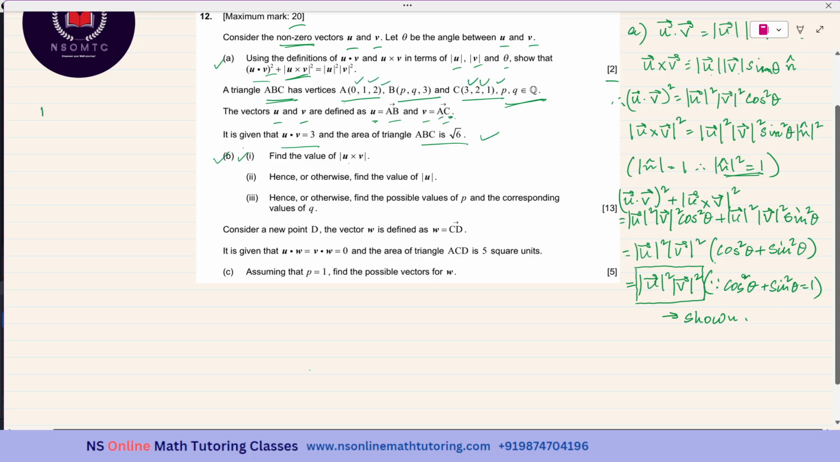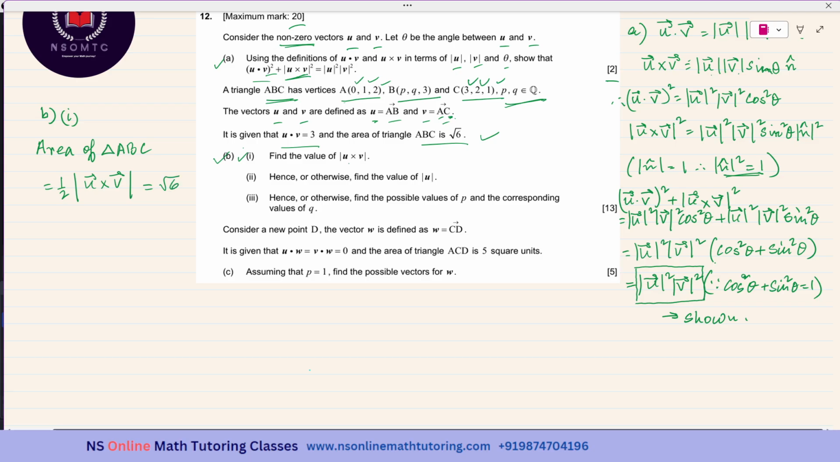Okay. So B, I, let us take the area of the triangle ABC. What is the vector formula for area of any triangle? It will be half times, in this case, the magnitude of the vector product of these two vectors, which represent two sides of the triangle. So half the magnitude of the vector product of them, and this is given to be equal to root 6.